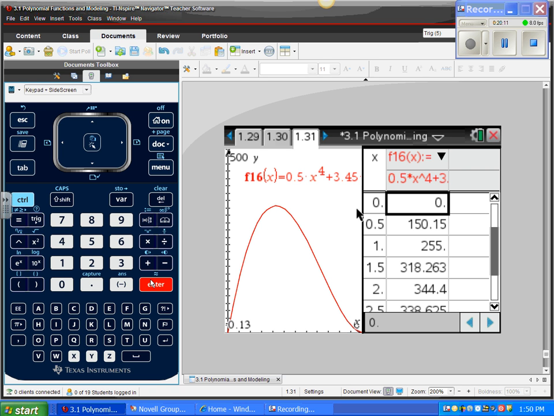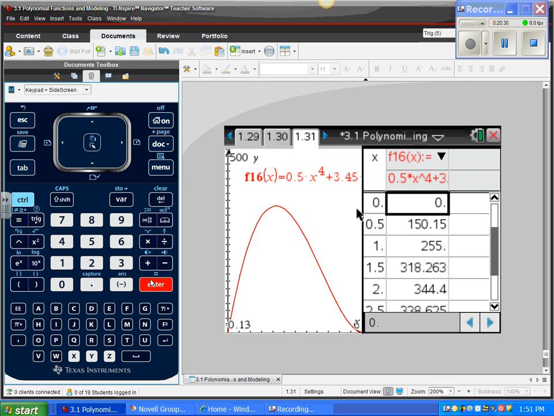So now I have all of my information. M of 0 is 0, M of 0.5 is 150.115, okay? So I know when it's 0.5 hours, I have 150.15 milligrams in my system. When it's 1 hour, I have 255, and so on and so forth, okay?